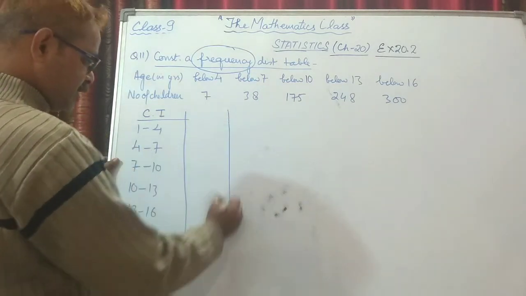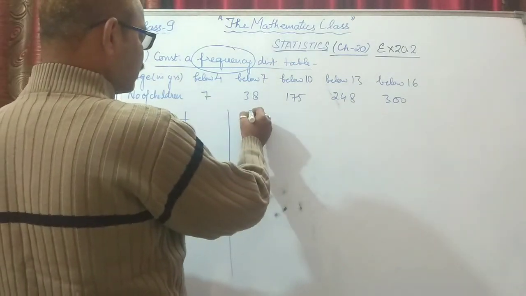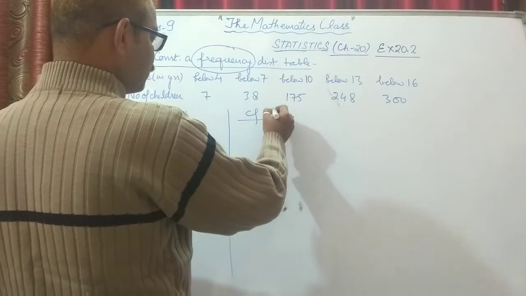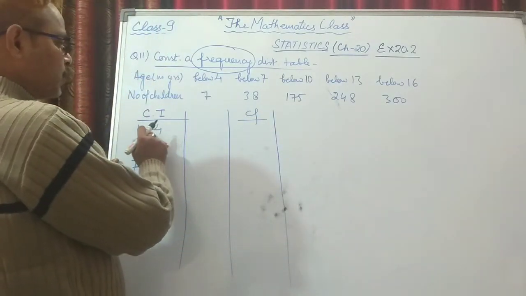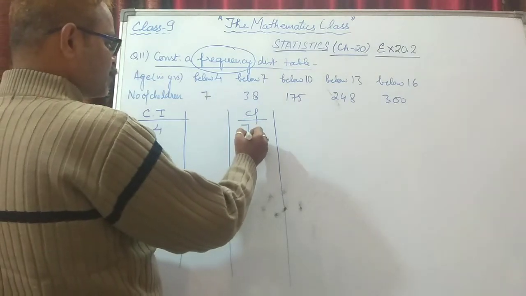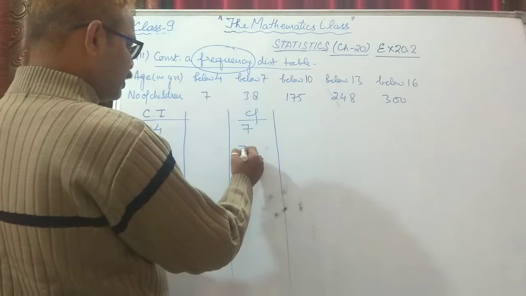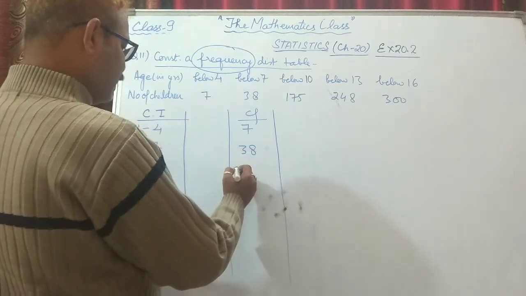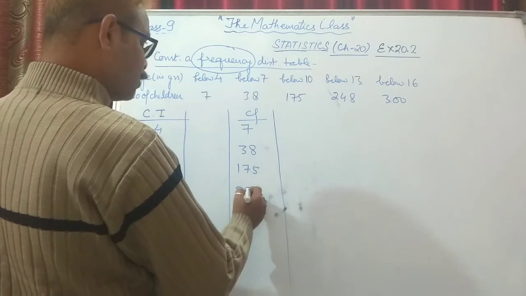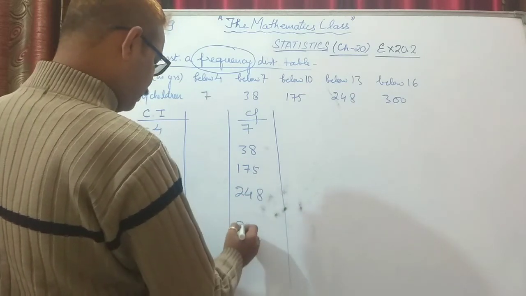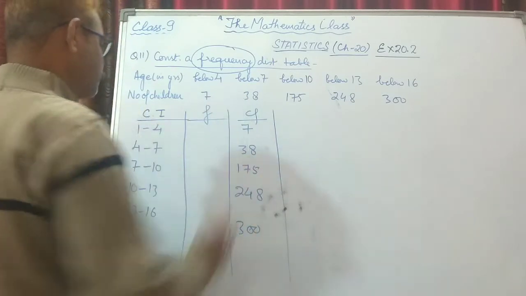Now I am leaving this blank. Now what is this given? This is the cumulative frequency given. Why is it cumulative frequency? Between 1 to 4 or less than 4 there are 7 children, and less than 7 there are 38, less than 10 there are 175, then 248 and then 300. We have to find the frequency distribution table.